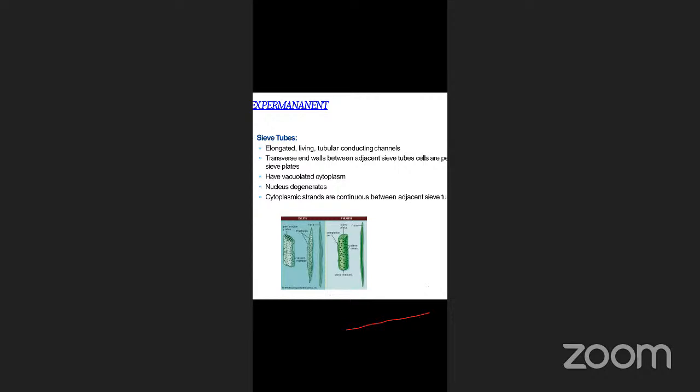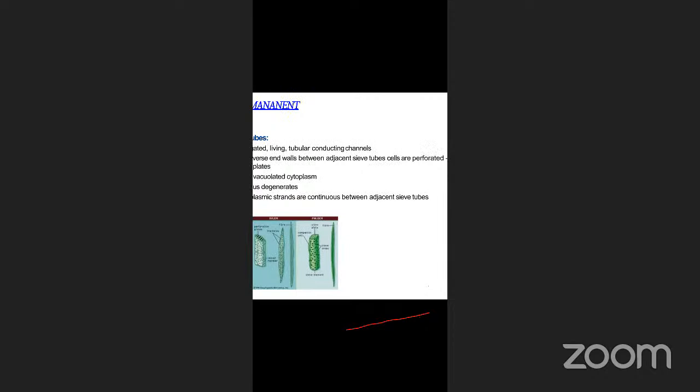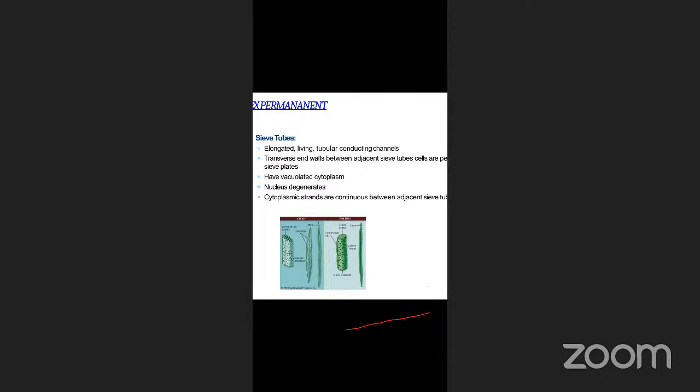Here they have a vacuolated cytoplasm, and the nucleus degenerates. Cytoplasmic strands are continuous between adjacent sieve tubes. It is composed of sieve cells, which are located near the sieve tubes.